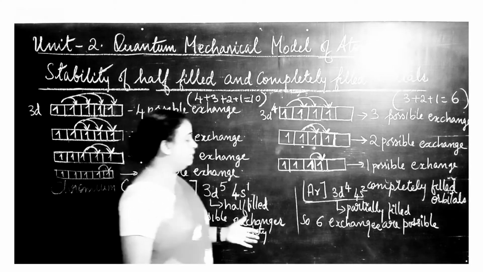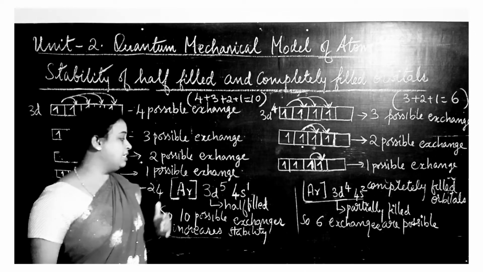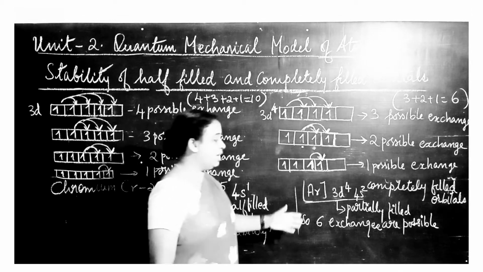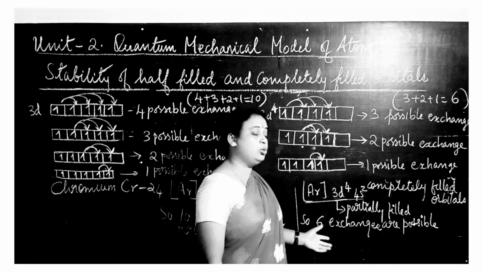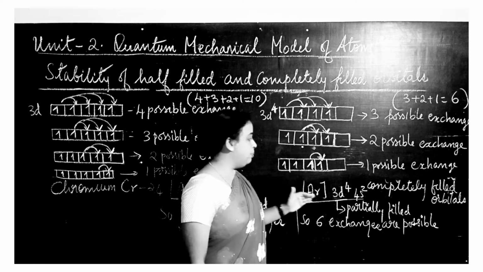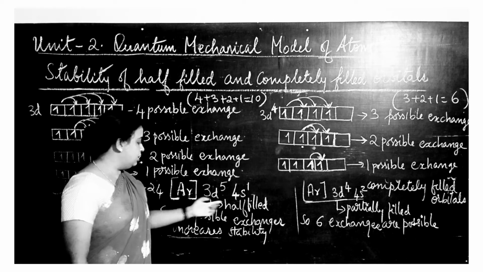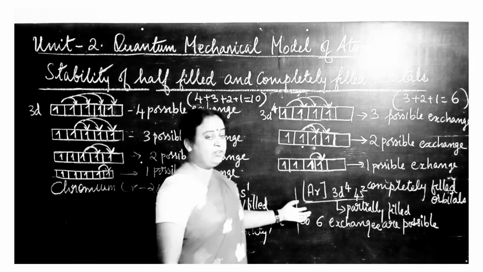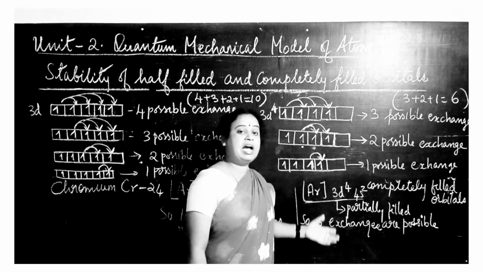It is said that when possible exchanges are more, more exchange energy is released, and that leads to stability. Whereas here exchanges are fewer, so less exchange energy is released, and that leads to instability of the atom. So this is the representation of the chromium atom with 2 different configurations. In this configuration, where the d orbital is half filled, it is stable, whereas in this configuration the d orbital is partially filled, so it is unstable.